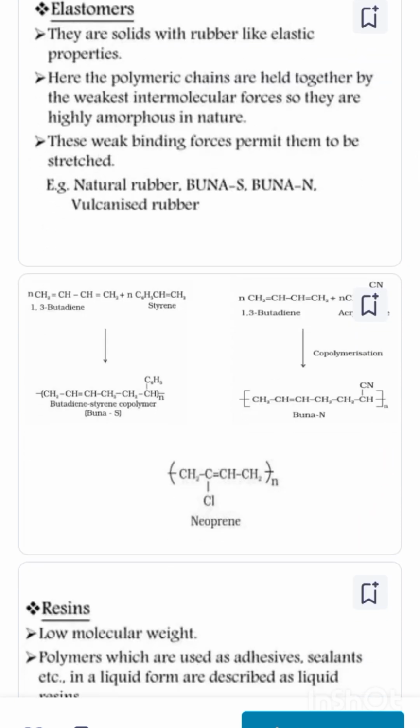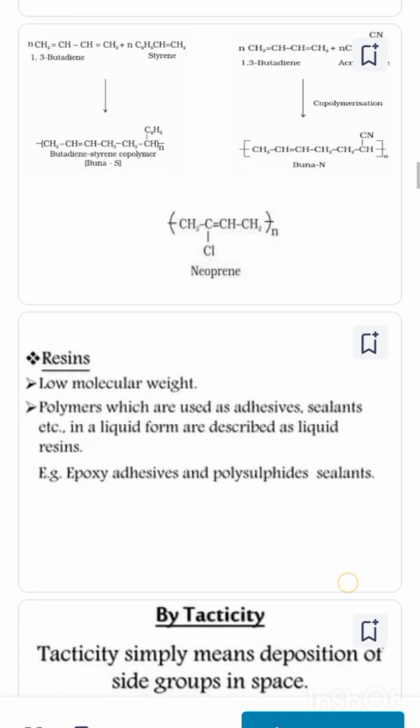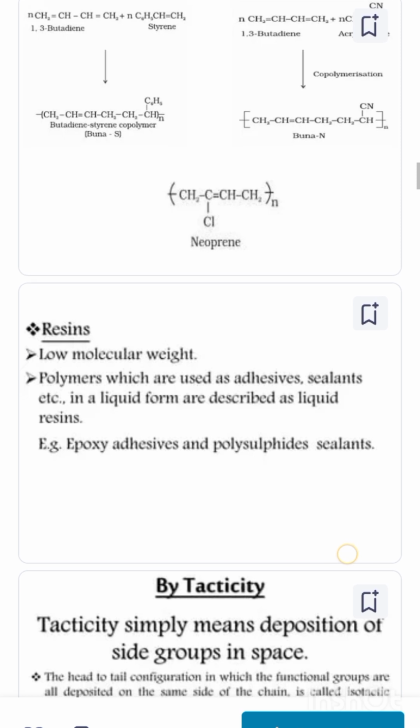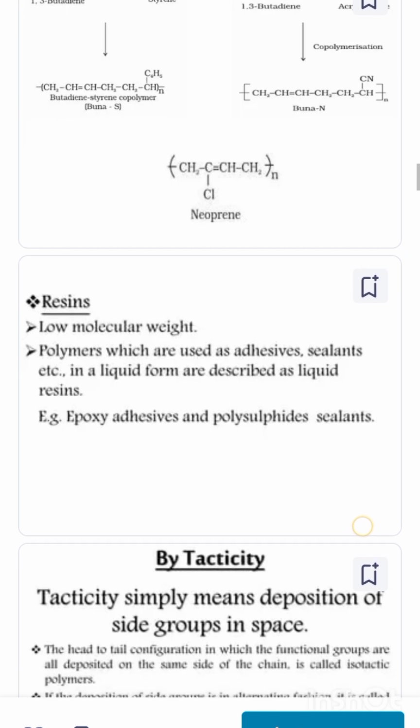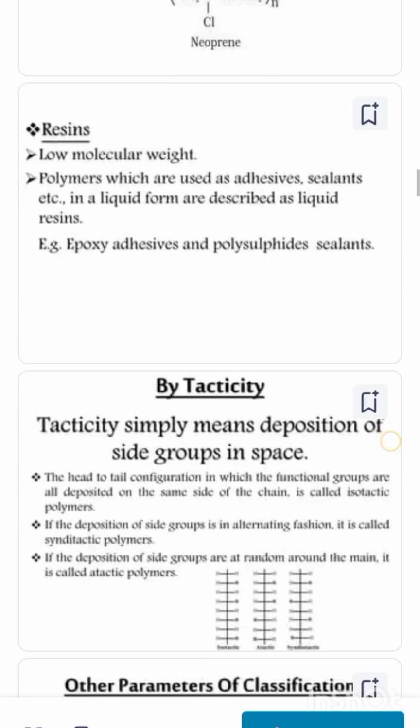vulcanized rubber. Next, resins. Low molecular weight polymers which are used as adhesives, sealants, etc. in a liquid form are described as liquid resins. Example, epoxy adhesives and polysulfide sealants.